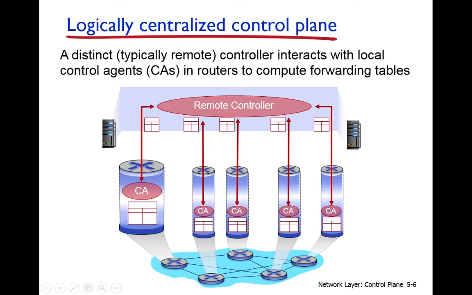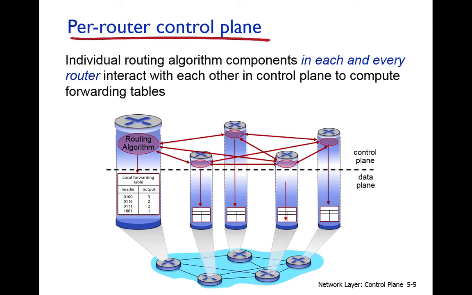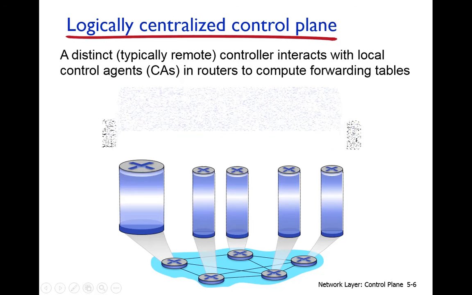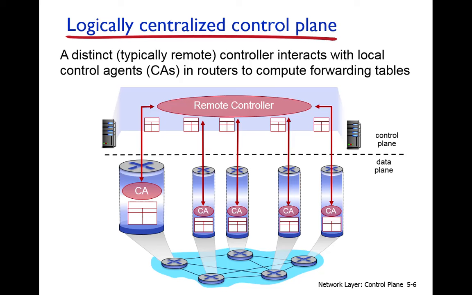But you can see that in the per-router control plane, the control plane is present in each and every router. But in SDN, the control plane is separated from each router, and it is implemented on a remote entity, a remote server.